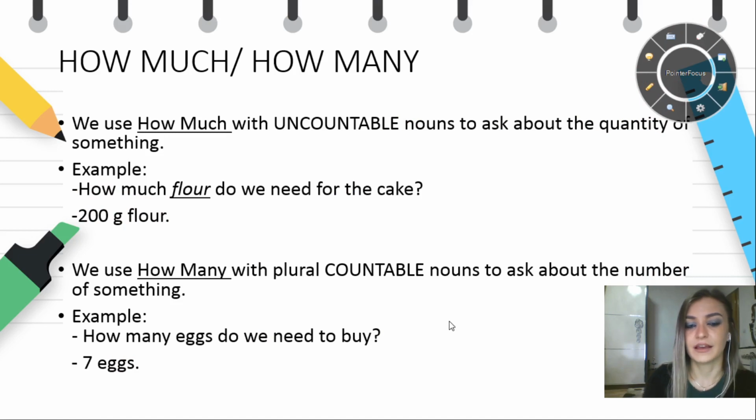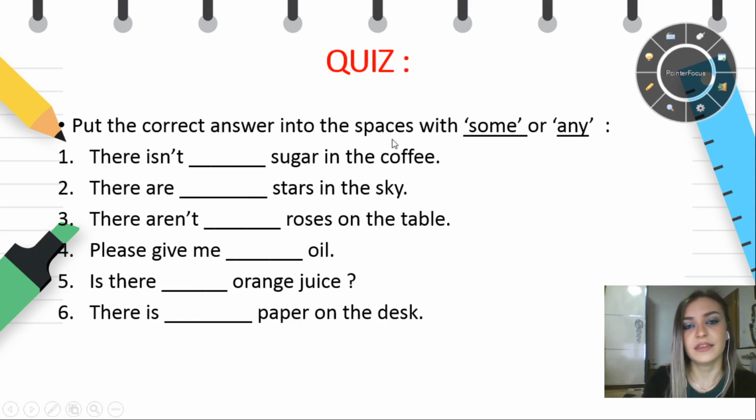Okay, I hope this is clear. And at the end of this lesson, you have this quiz to do by yourselves. You have to put the correct answers into the spaces with some or any. And please, students, remember that some is used for affirmative sentences and offers, whereas any is used for negative statements and questions. Okay.